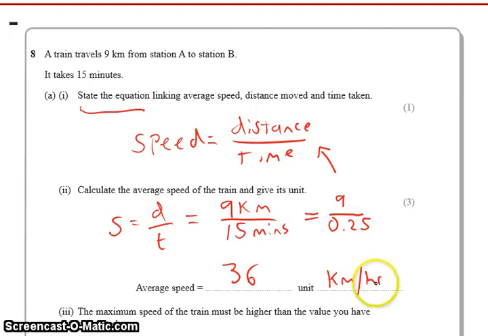Okay, I could have used any units if I'd wanted. I could have done it in meters per second as well. In that case I would be doing 9,000 meters divided by 15 times 60 for seconds, which is 900 seconds, and then that will give me 10 meters per second. So either of those is fine.